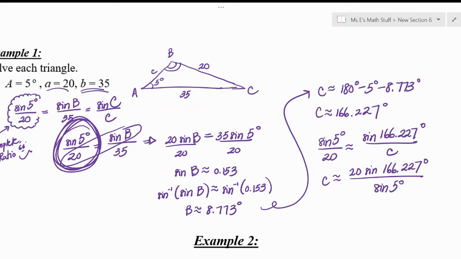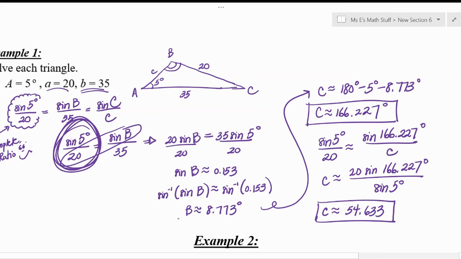I'm just going to take the sine of my answer that's still sitting on my calculator and then multiply it by 20 and then divide that result by the sine of 5 degrees. There we go. And we'd get side length C would be approximately 54.633, it looks like. Okay. All right, so let's box all of the things that we found. We found side length C, we found angle C, and we found angle B. There we go. All right, my friends, hopefully that makes sense.